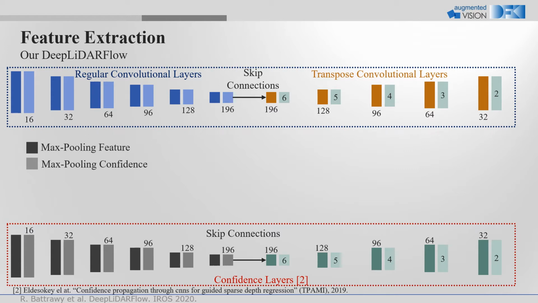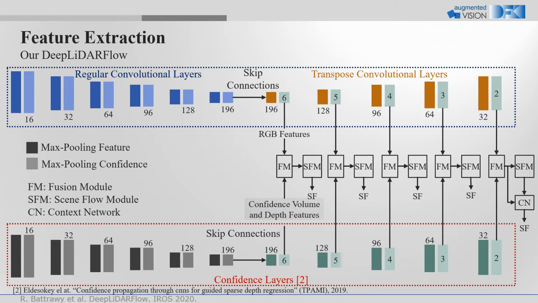Both streams consist of 6 encoder blocks and 5 decoder blocks. For the RGB stream, we use multiple convolutional layers at each scale. The LiDAR stream uses confidence convolution layers. The RGB features, LiDAR features, and confidence maps are fused at each scale.